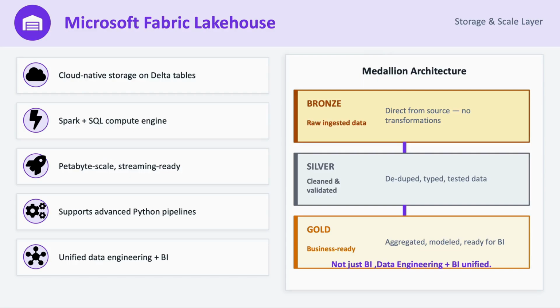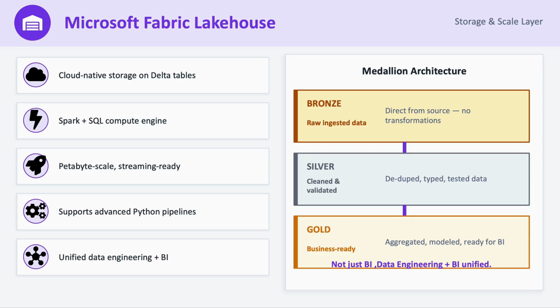And lastly, we have the Microsoft Fabric Lakehouse. In Fabric, it's the storage layer. Now things become more powerful here. With Microsoft Fabric, we move beyond traditional BI. The Microsoft Fabric Lakehouse is a cloud-native storage. It's built on Delta tables. It's scalable, big data ready, and supports Spark and SQL. This is not just BI, this is data engineering plus BI unified.